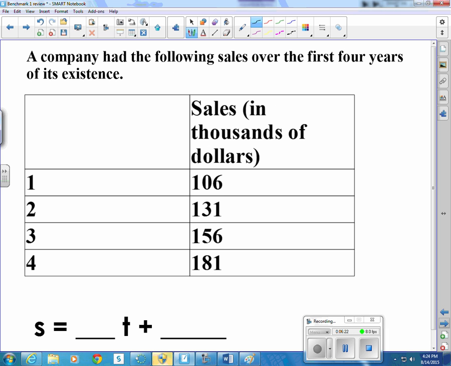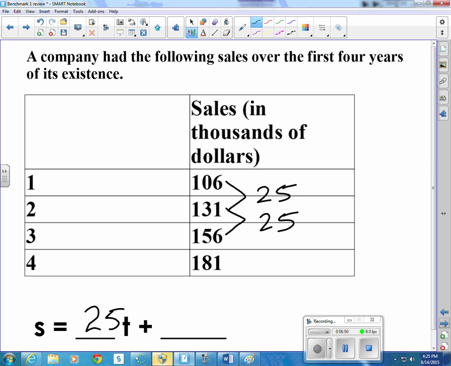A company had the following sales over the first 4 years of its existence. So in year 1, they had $106,000 profit or sales, $131,000, $156,000. If I look at the difference, that's an increase of $25,000. That is also an increase of $25,000. So we know that it's increasing by $25,000 each year.